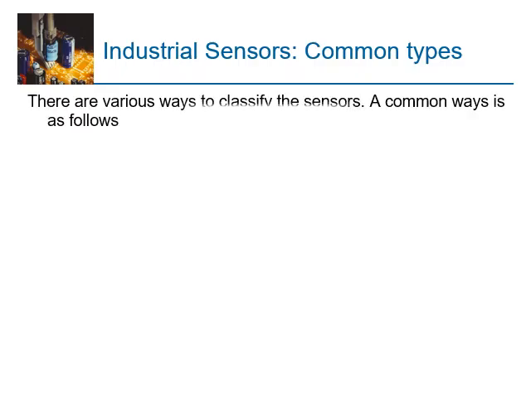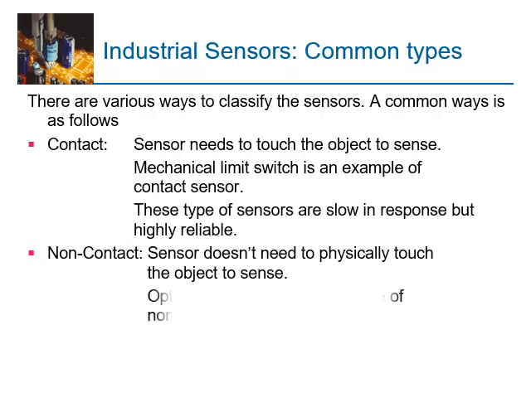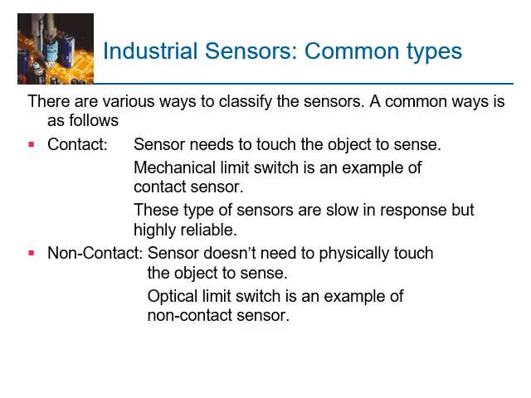Basically, there are various ways to classify the sensor. A common way to classify is as follows: contact sensors and non-contact sensors. The contact sensor needs to touch the object to sense it. For example, a mechanical limit switch is an example of a contact sensor. Whereas a non-contact sensor doesn't need to physically touch the object to sense. An optical limit switch is an example of a non-contact sensor.